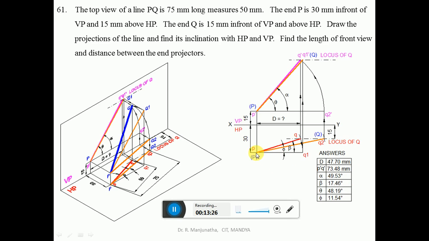Similarly, by using the protractor, you measure an angle of true inclination with respect to VP, which is phi, which is 11.54 when you are doing it in computer. When you are doing it in manual, it will be 12 degrees.